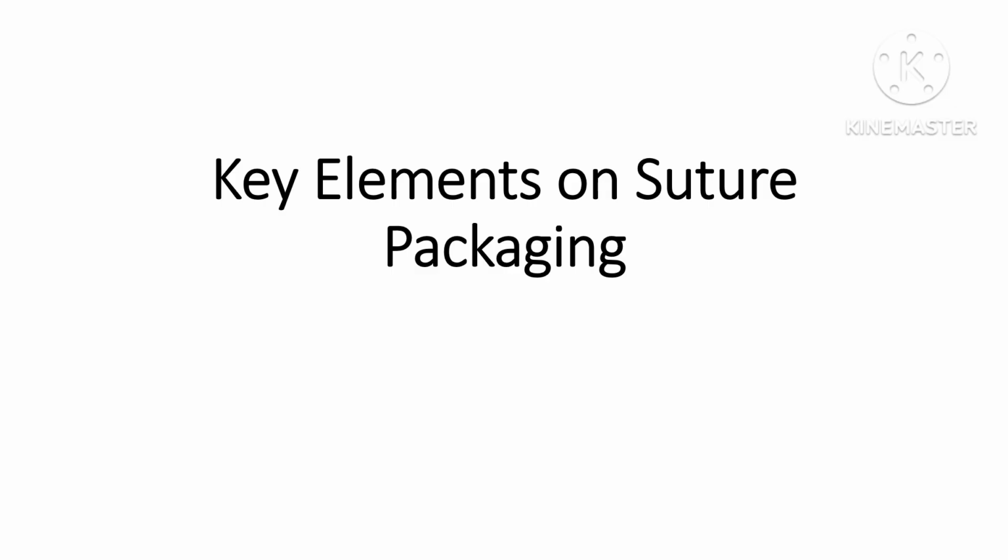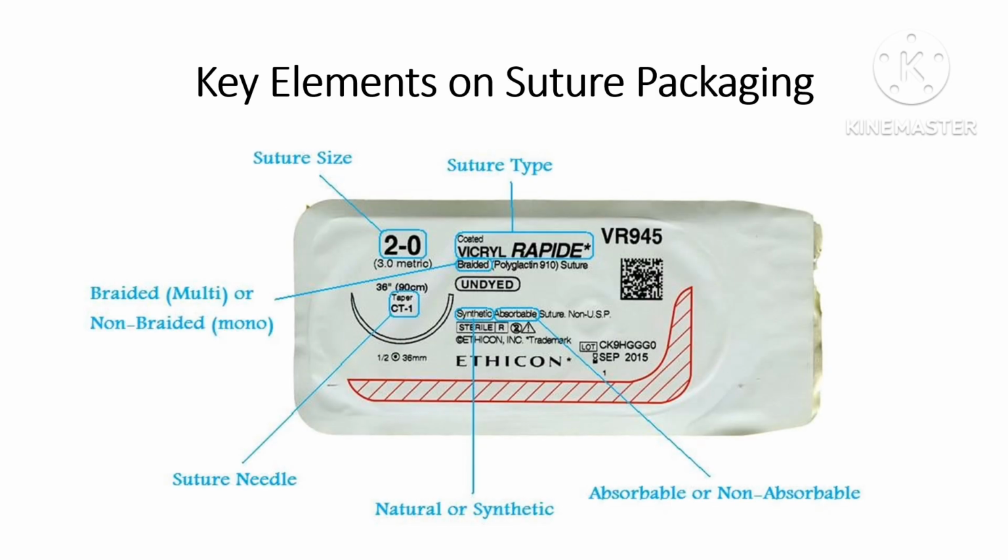Whenever we see a suture packet, it gives us all the information about that suture. First, it tells the name of the suture material like silk, vicryl, nylon, or catgut. Then the size of the suture is mentioned like 3-0, 4-0, or 5-0, which tells us how thick or thin the suture thread is. The packet also shows the type of needle attached, whether it is round, cutting or reverse cutting, and the length of the thread, like 45 centimeters or 75 centimeters.